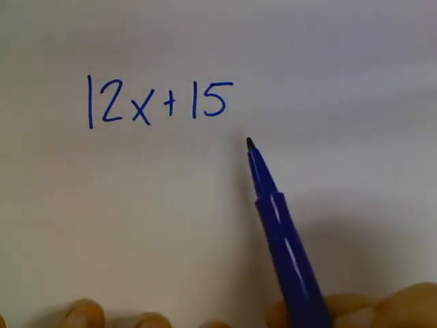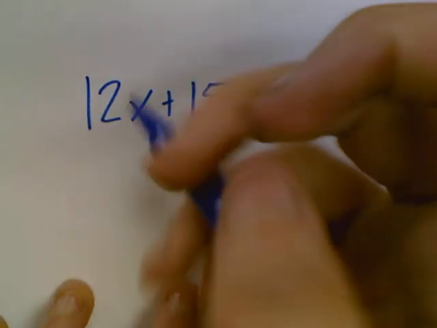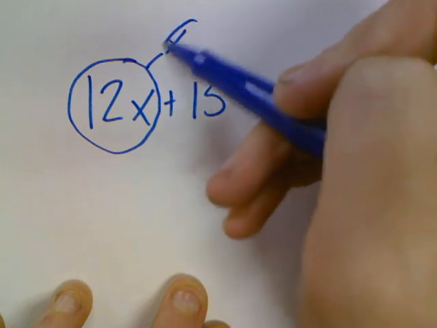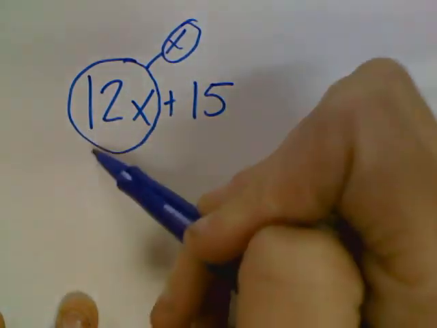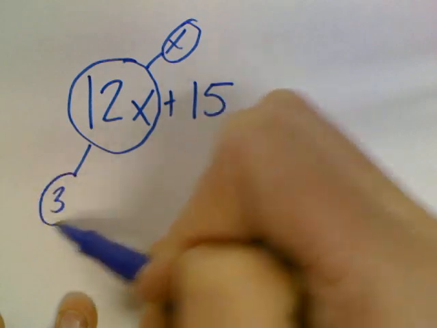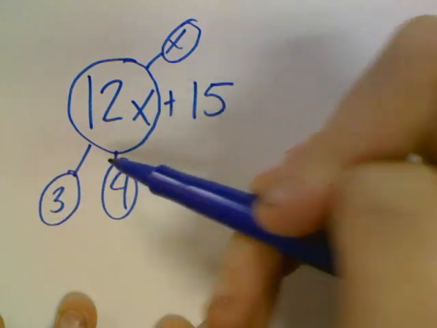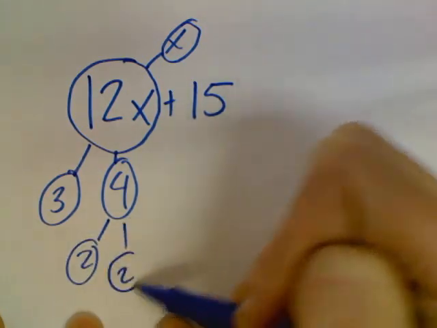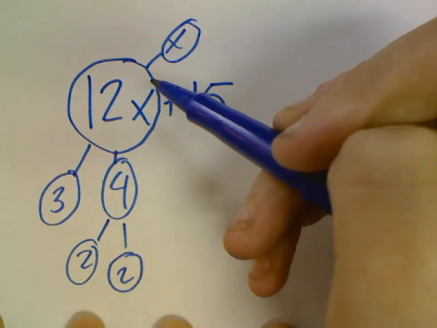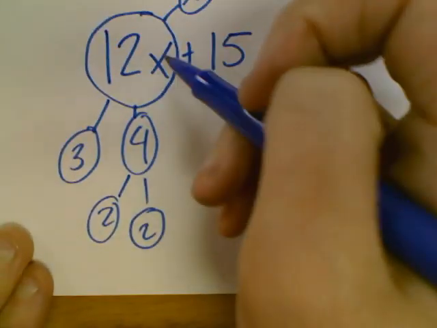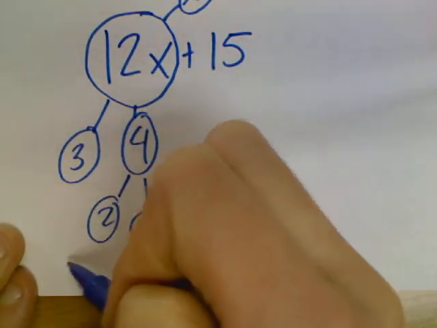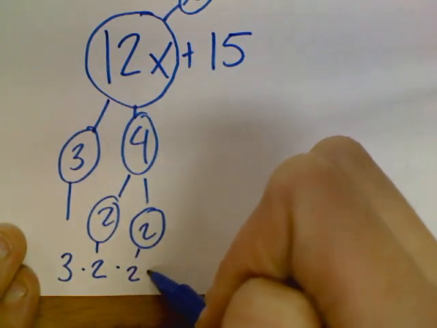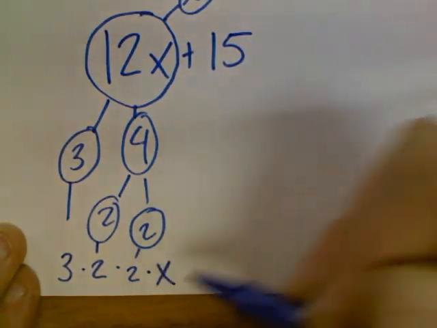So the first thing that we want to do is find the factors of both 12x and 15. 12x is the same thing as 12 times x. So we know no matter what, this whole thing is going to be multiplied by x. Okay, so 12 is 3 times 4, and 4 is 2 times 2. This is my fully factored out version of 12. So I know that 12x equals 3 times 2 times 2 times x. I have to keep my variable here.